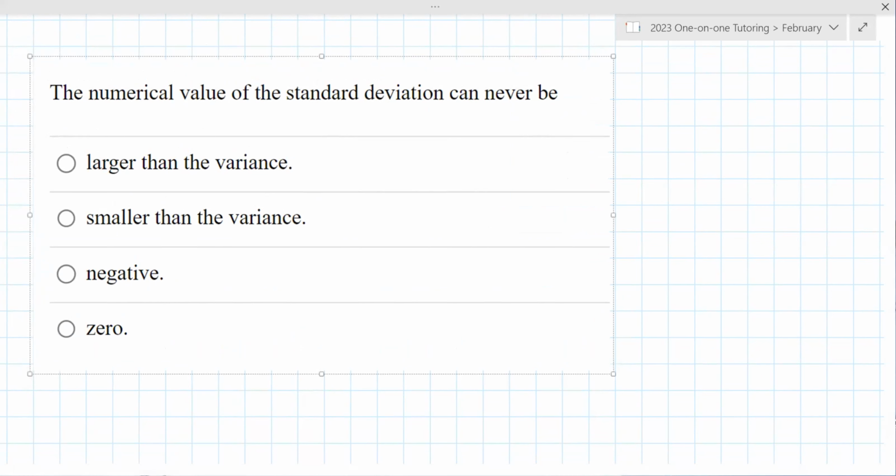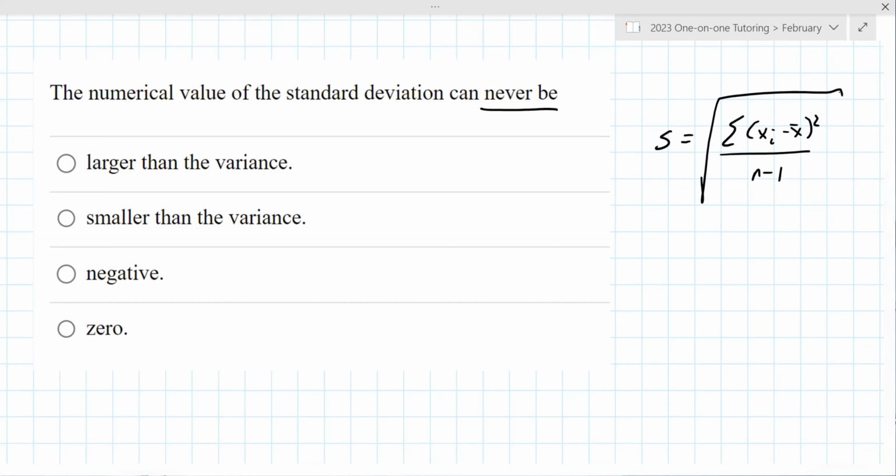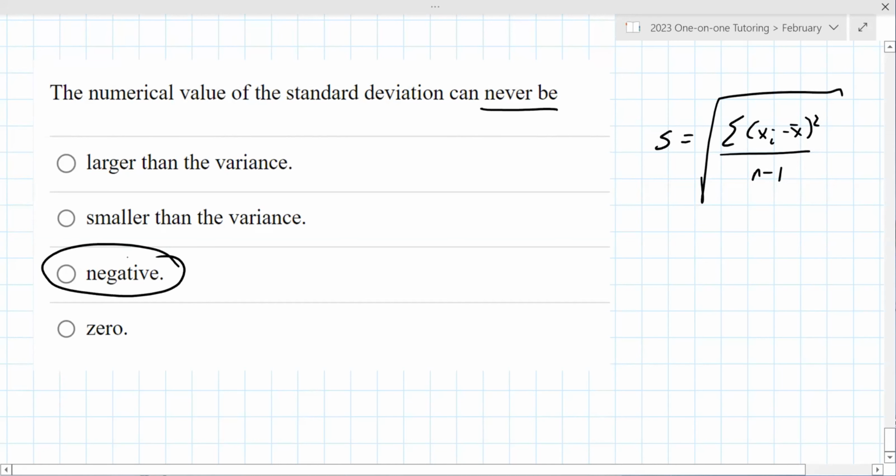Okay. So the numerical value of the standard deviation can never be, these are awful. So what is standard deviation? It's this measure of spread, okay? And it's got a formula. It's like sigma, x_i minus x bar squared, over n minus 1, square root. So it's got a formula, but what can it not be? Well, it can never be negative. Because it's a measure of spread, you can think of it as a length. We never talk about distances being negative, even if one's east and one's west.